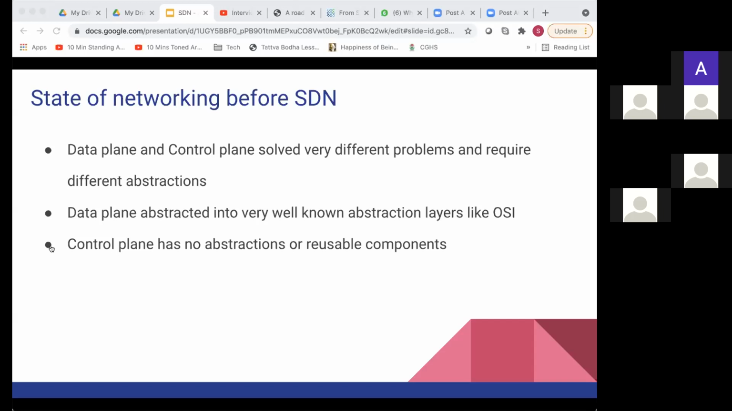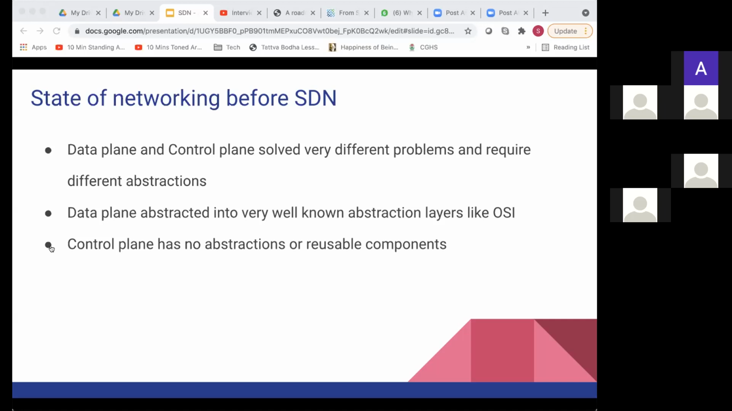I have a doubt, Shubha. You were telling that the data plane and the control plane solve very different problems and require different abstractions. But in the third statement, you are saying the control plane has no abstraction. Can you put in a thought on what made you write the first statement and the third statement?